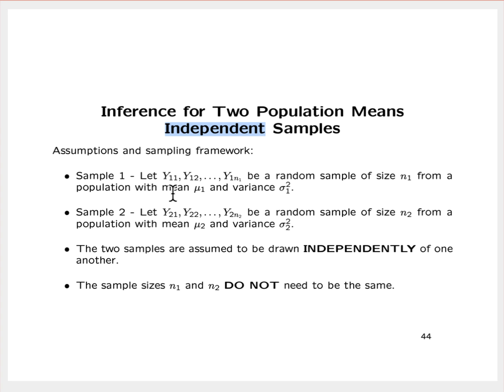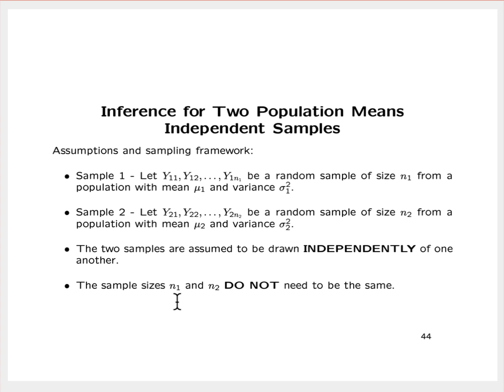Similarly, Y21 is the first observation in sample 2, Y22 is the second observation in sample 2, and so forth, out to Y2 sub n2, which is the last observation in the second sample. This is a random sample of size n2 from a population with mean which we will denote by mu sub 2 and a variance which we'll denote by sigma 2 squared. So we have one sample from each of our two populations.